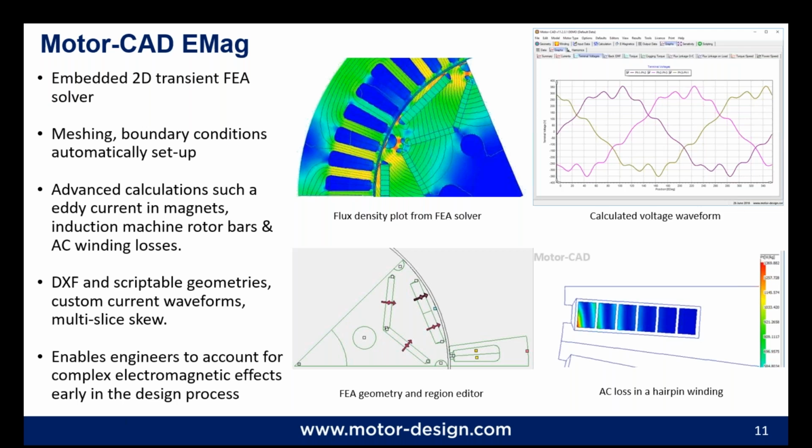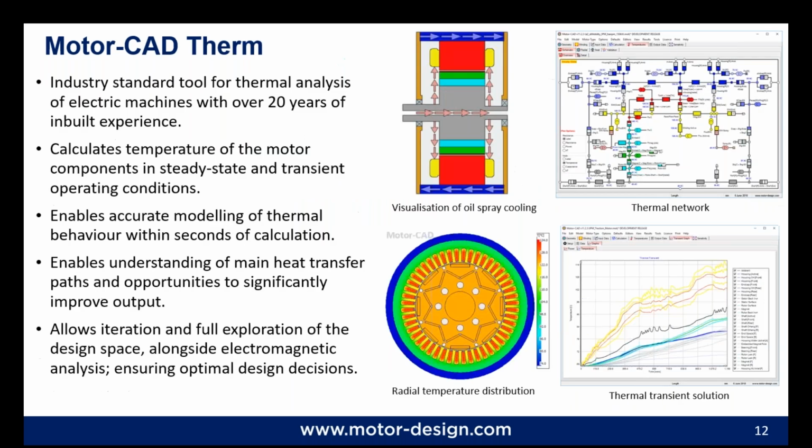We can also account for effects, things like multi-slice rotor skew. It's quite powerful, and what it means is that engineers can account for complex electromagnetic effects early in the design process, and I think AC losses is one of those aspects, and it's something that we can demonstrate today.